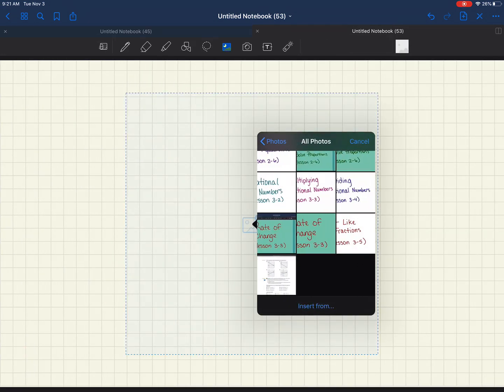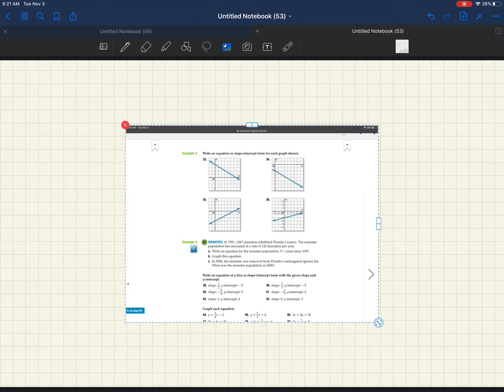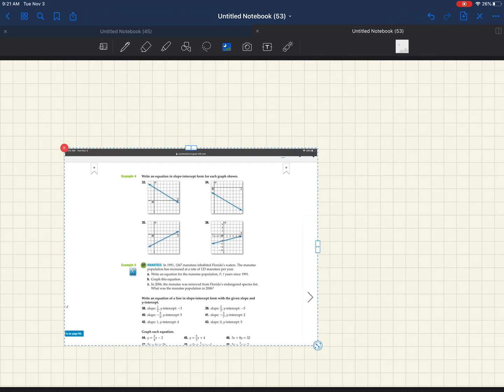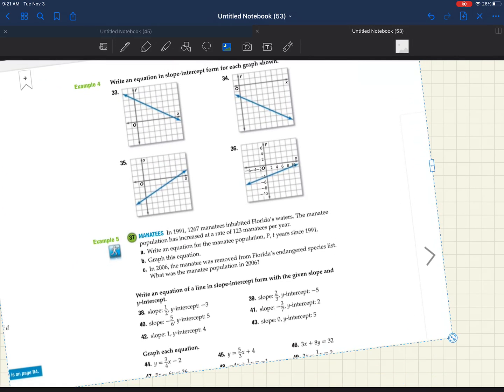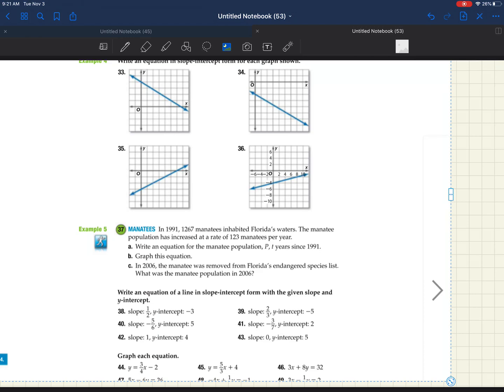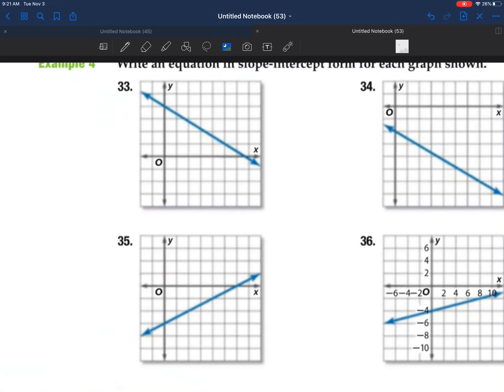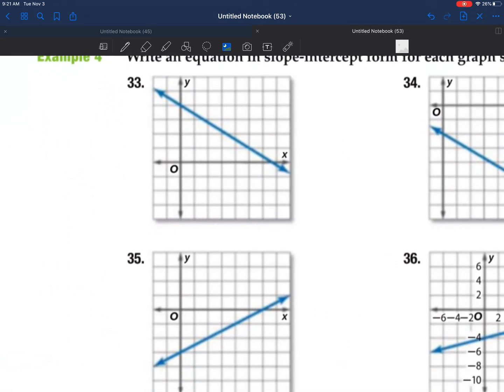Okay, last thing. I'm going to pull up a picture for this. This is in your book. If you want to look at it, it's on page 220. Or you can just look on here. Okay, so we're going to be looking at 33. On 33, it just says write an equation in slope-intercept form for each graph, okay?